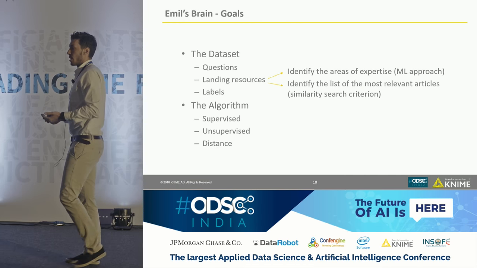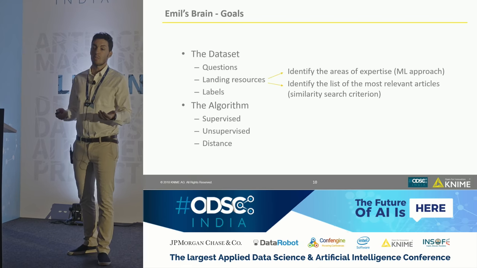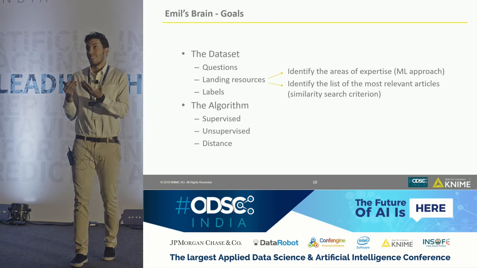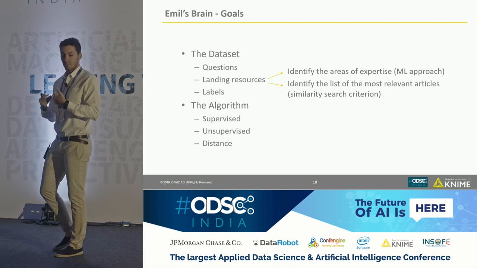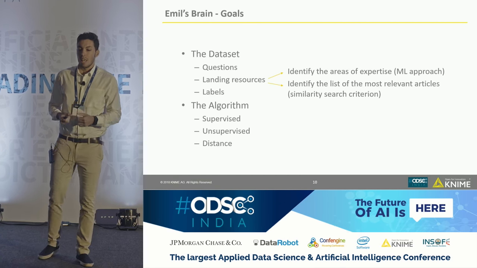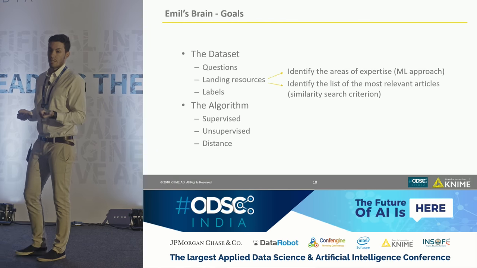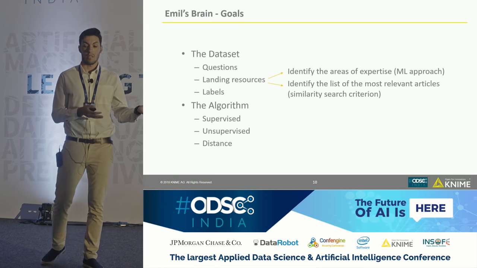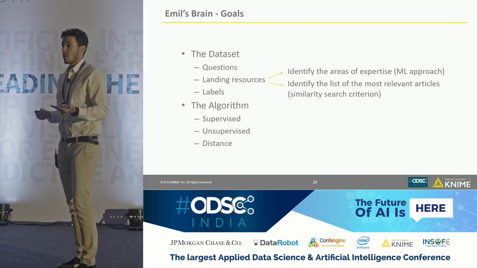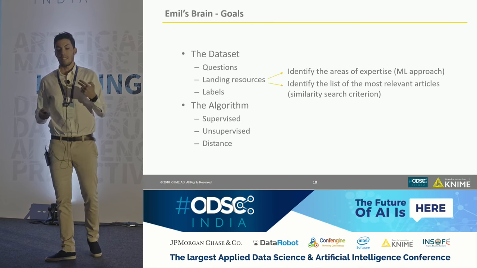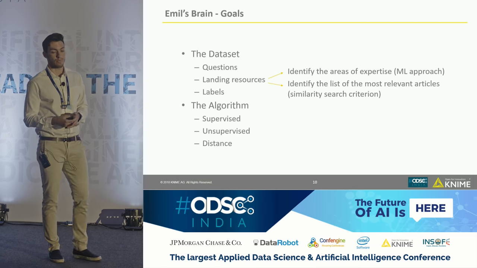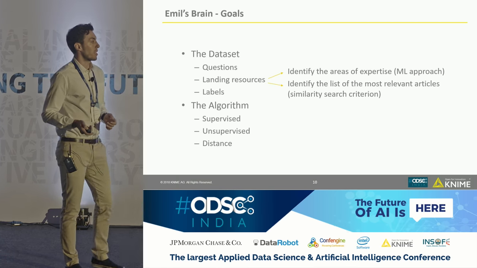So in the end, the goals for Emil's brain were those. We started with a question, and then the main idea was to provide, as I said, specific technical resources available online. So the first thing here was to identify the areas of expertise, and this was done via the machine learning approach. This means to identify the category. And the second objective was to identify the list of the most relevant articles. And this was done with a similarity search approach. I will come back to this in a minute.